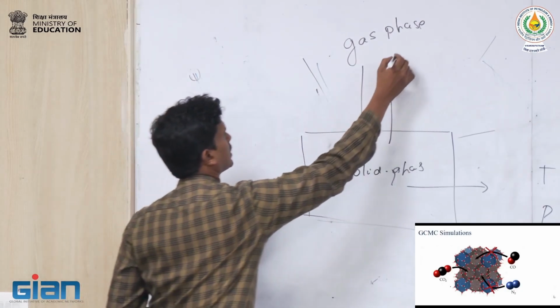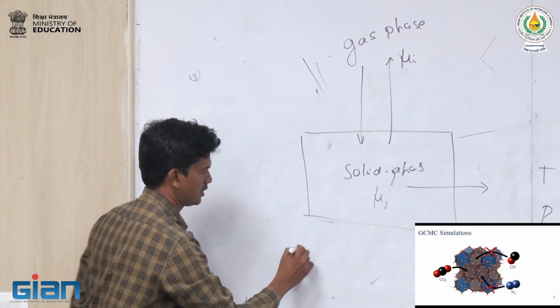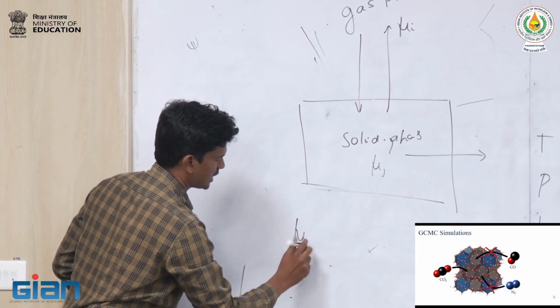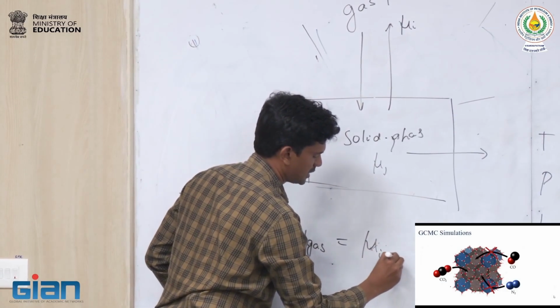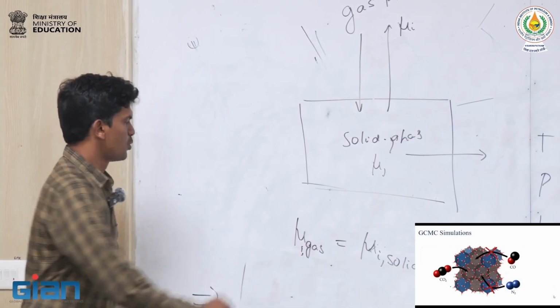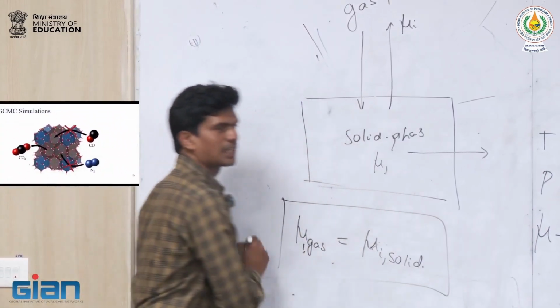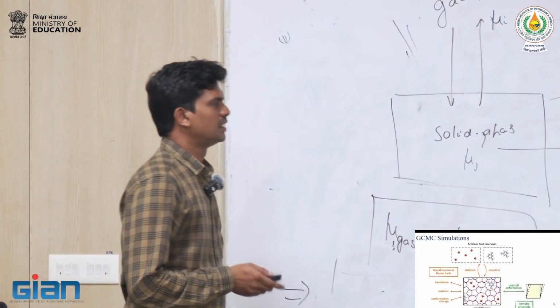So then the chemical potential of gas in these two phases are equal. So the chemical potential in the gas phase is equivalent to the chemical potential of component I in the solid. So that's I in this. So we apply this principle to get it. Right? How do we do it? Let's see this one here.